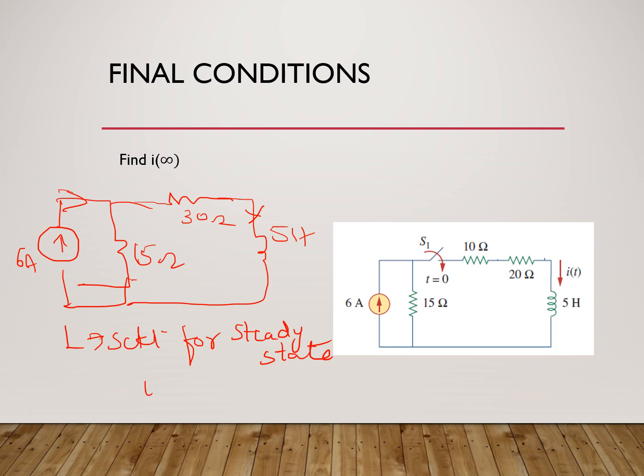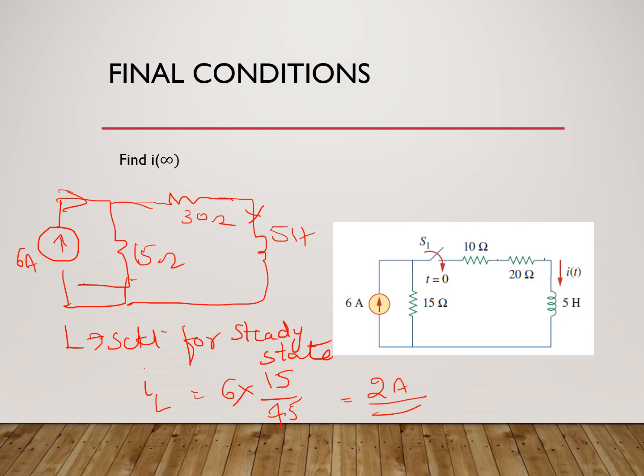as, so IL is nothing but 6 into, we can see that these are two parallel resistances. So opposite resistance by the total resistance. So current through the 30 ohm, you can calculate it as 6 ampere into 15 divided by total resistance, which is 45. So 15 by 45 gives you 1 by 3, 6 by 3, 2 amperes. So IL is nothing but 2 amperes.